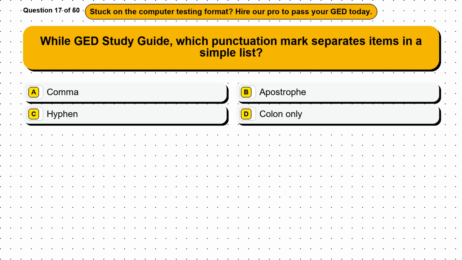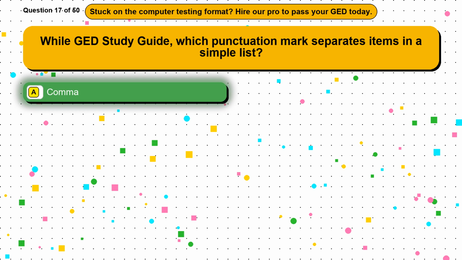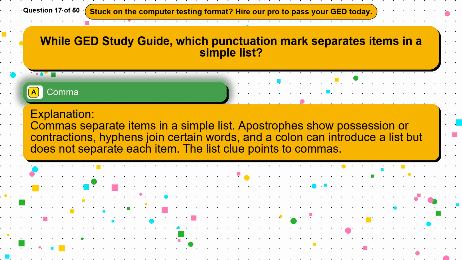Question 17. While GED Study Guide, which punctuation mark separates items in a simple list? Option A, comma. Option B, apostrophe. Option C, hyphen. Option D, colon only. The correct answer is option A, comma. Commas separate items in a simple list. Apostrophes show possession or contractions, hyphens join certain words, and a colon can introduce a list but does not separate each item. The list clue points to commas.